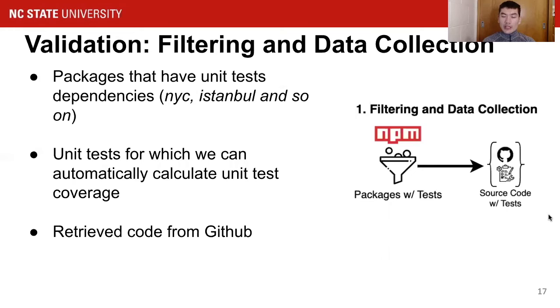The first step was filtering and data collection. From all of the packages that we have inside npm, we selected the packages which had unit test dependencies, such as NYC, Istanbul, and others. We also selected the unit tests for which we can automatically calculate the unit test coverage, because it's one of the important measurements. We wanted to make sure that the packages that we're selecting have full coverage. And we also retrieved all the code from GitHub, because not all of the developers ship the packages with the tests.